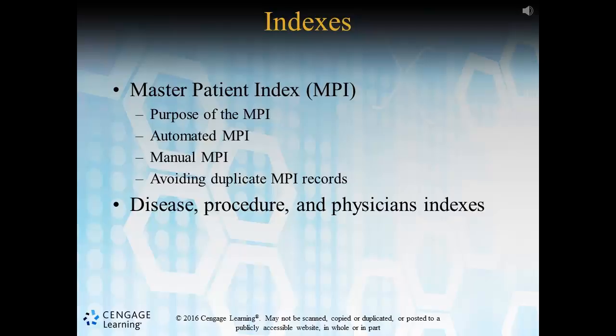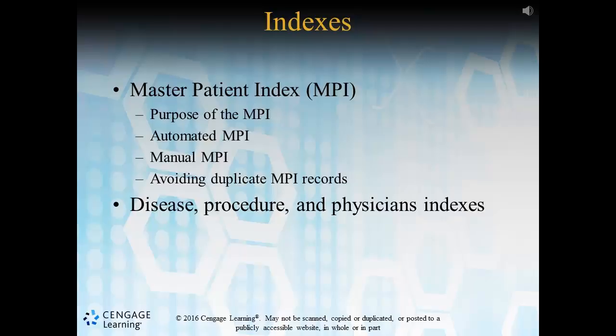An automated MPI is computerized and performs similar tasks, but with the use of an ADT, or admit transfer discharge, solution. A manual MPI requires manual processing of patient ID information on index cards. These index cards are housed in a vertical file. Think back to Week 5 and what a vertical file looks like.